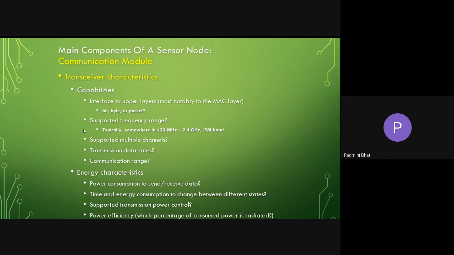Then, what are the supported transmission power controls? We need that for power efficiency: how much power is consumed, or radiated in the case of wireless antennas.